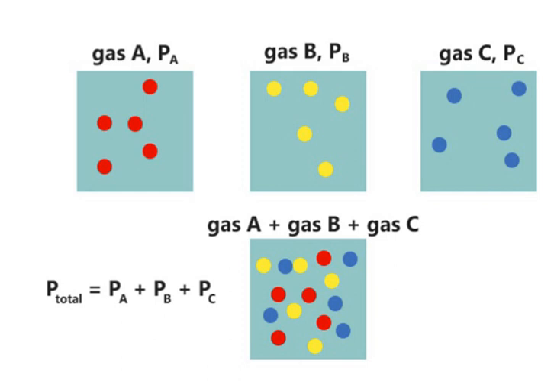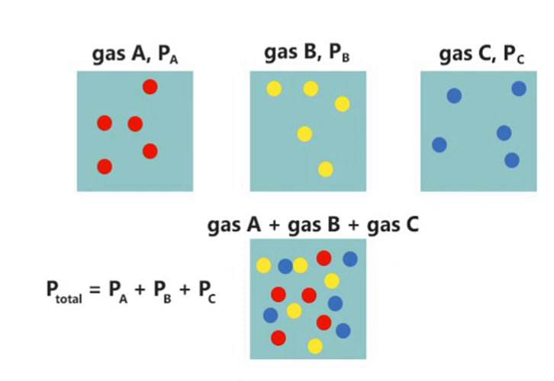Topic: Dalton's law of partial pressures. Dalton's law expresses the fact that the total pressure of a mixture of gases is equal to the sum of the partial pressures of the individual gases in the mixture. This equality arises from the fact that in an ideal gas the molecules are so far apart that they do not interact with each other. Most actual real-world gases come very close to this ideal.